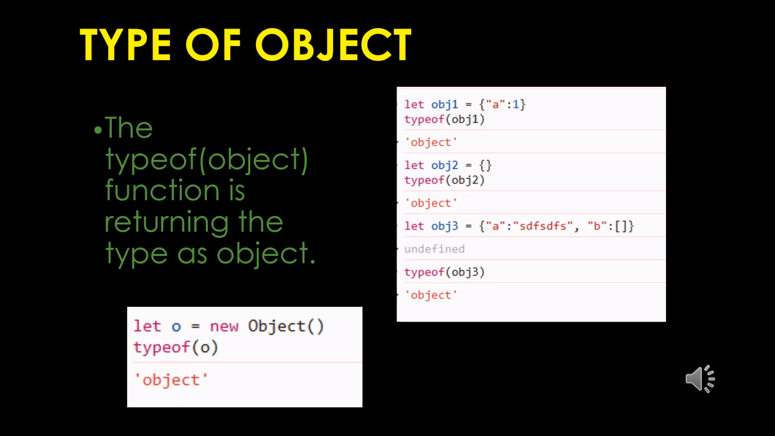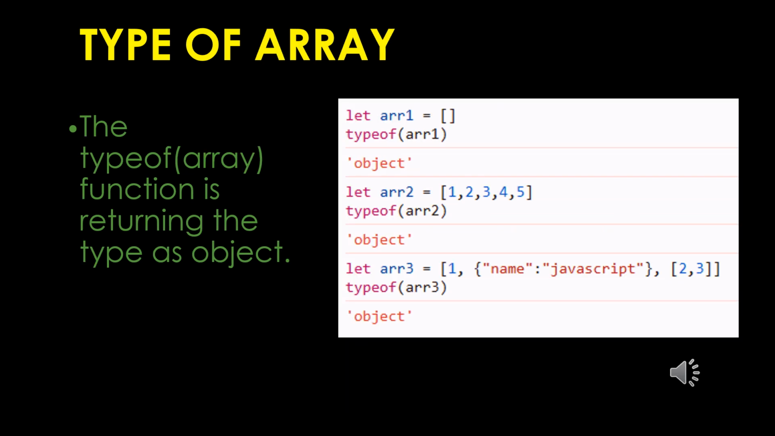Typeof object. So when we are declaring an object using new Object, or something inside the curly braces with mixed data types, anything will be returned as object. Typeof array. So when we are checking the array type with the typeof operator, you can see the result as object only.